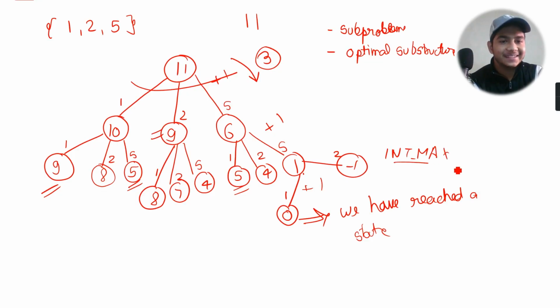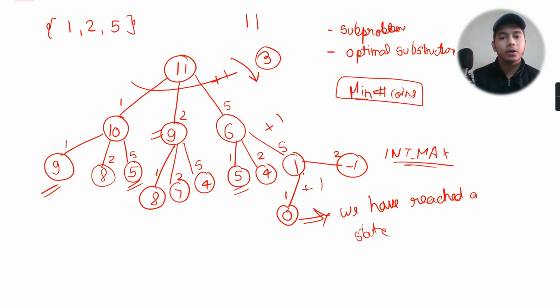Now the question again arises, why have you returned int max? Why not simply 0 or something else? Because you have to check the minimum number of coins. The question is simply saying that you have to find the minimum number of coins through which you can get to the required sum, right? And if this is not possible, you have to take int max, so that whenever we compare the minimum out of them, it will be removed, right?